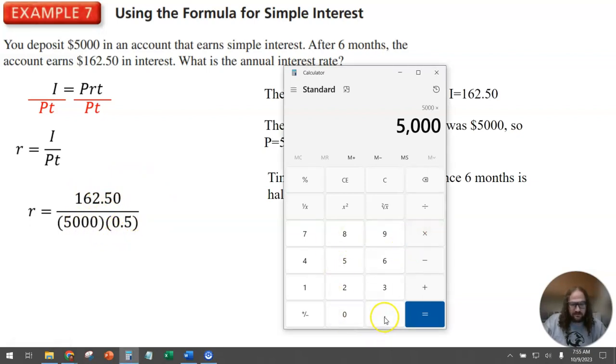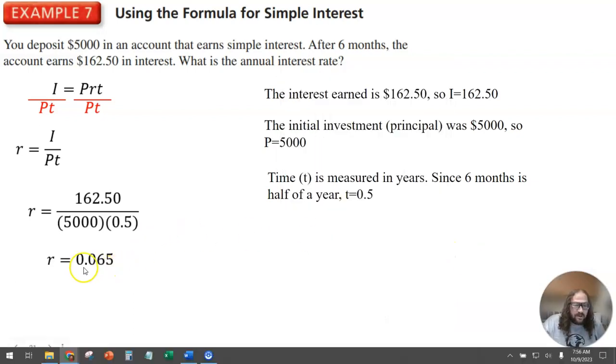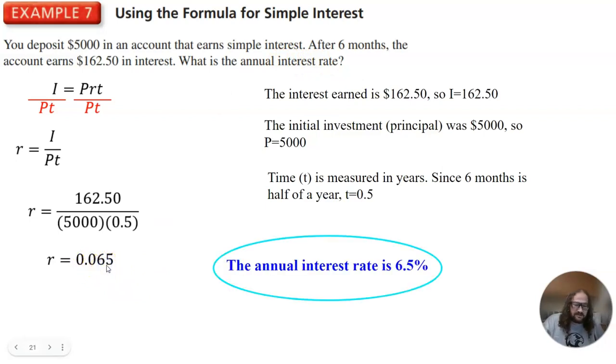5,000 times 0.5 is 2,500. So I need to do 162.5 divided by 2,500. And I get 0.065. Okay, but our interest rate should be expressed as a percent and not a decimal. So we need to multiply by 100, which moves the decimal place over twice, and that would be 6.5% interest.